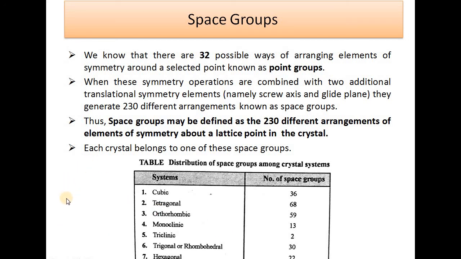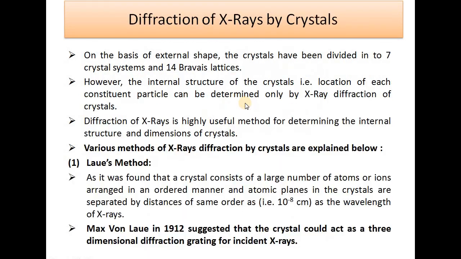So what we have discussed till now: there are a total of 7 crystal systems, 14 Bravais lattices, 32 point groups, and 230 space groups corresponding to different arrangements of elements of symmetry about a lattice point in the crystal. So this is all about the detailed description of the external geometry and shape, various crystal systems, space groups, and point groups corresponding to a crystal. In the next lecture, we will continue with the study of the internal structure of crystals by using X-ray diffraction. Thank you.